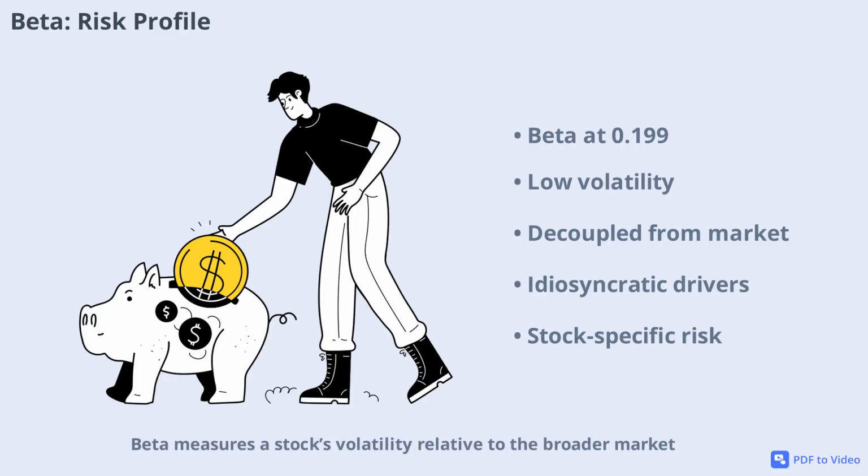Beta measures a stock's volatility relative to the broader market. QCOM's beta is just 0.199, which is exceptionally low for a large-cap tech stock. This suggests that QCOM is currently decoupled from broader market swings and is moving on its own unique drivers. For investors, this means QCOM may offer a degree of insulation from market-wide volatility, but it also means that stock-specific news and events will have a greater impact.